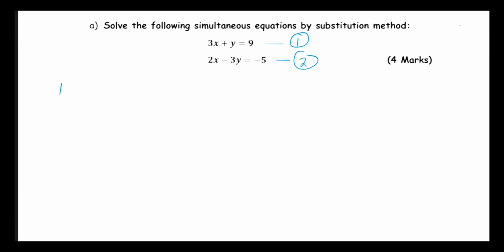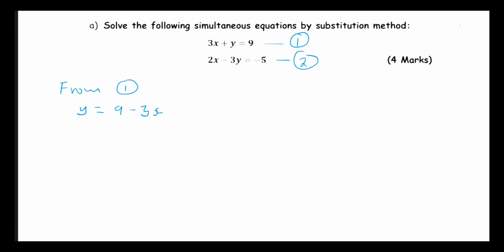So we can say that from the first equation, that is from equation 1, we can express y in terms of x. So we can say that we have y is equal to 9 minus 3x. You move it to the right, it becomes negative.